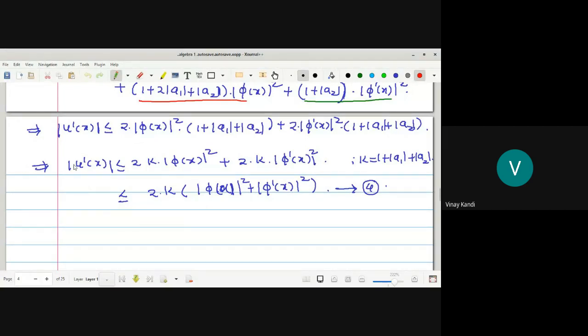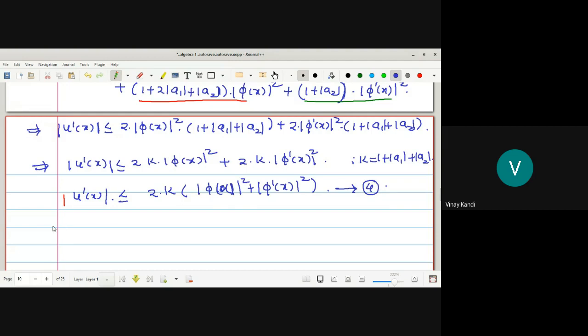Mod of u dash of x is less than or equal to 2 into k into mod of phi of x bracket square plus mod of phi dash of x bracket square. Up to here, any doubts? No, sir. Okay. So this is the mod of u dash of x.